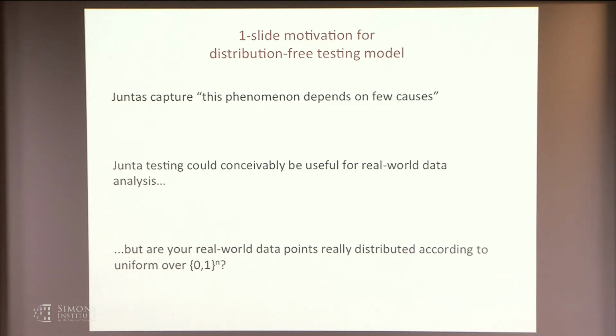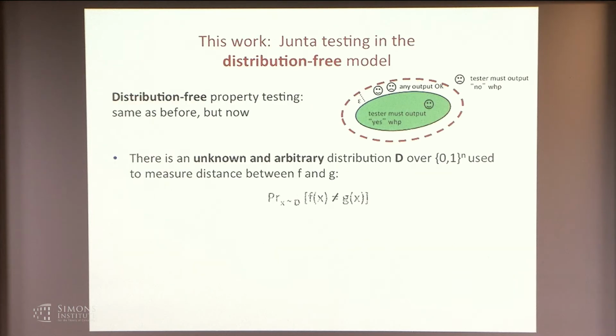But if you want to put the standard junta testing model into a real world data analysis scenario, it only matches up well if your data is uniform over the Boolean hypercube, because this is how we think of distance. And probably in most settings, real world data isn't distributed like this. So it's natural to hope for a more general notion where we aren't tied to the uniform distribution. And that's exactly this distribution-free junta testing model.